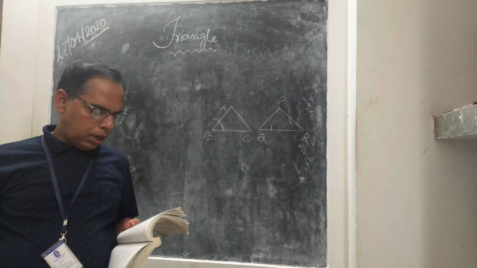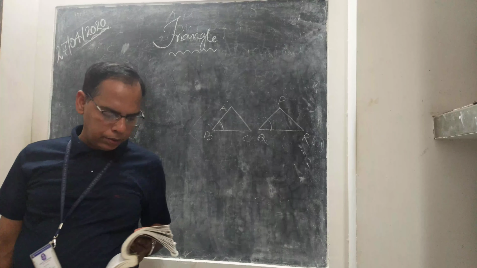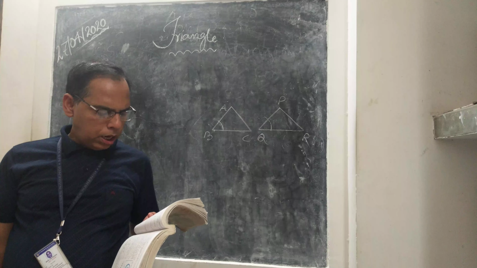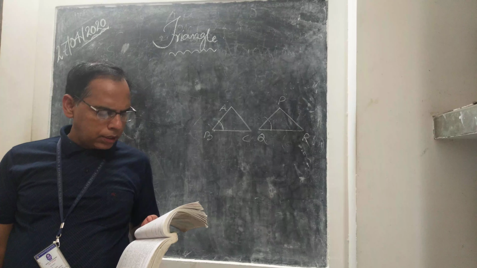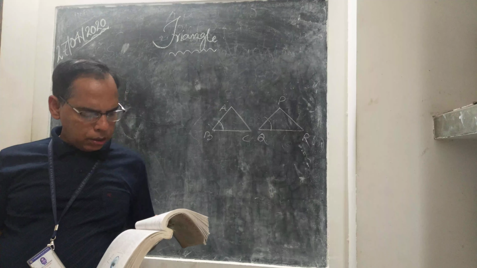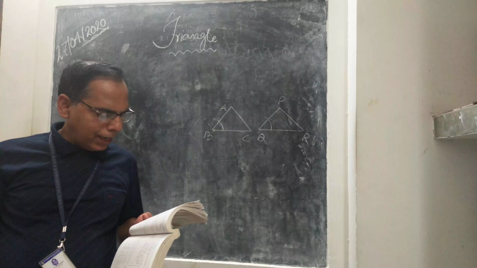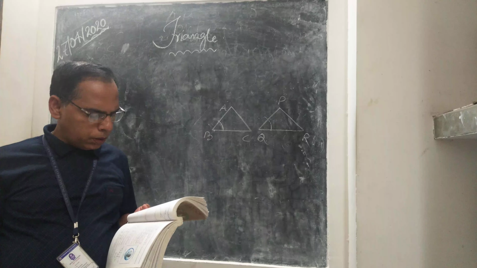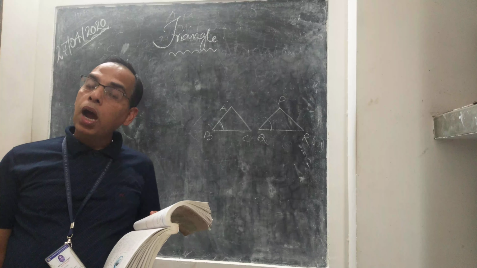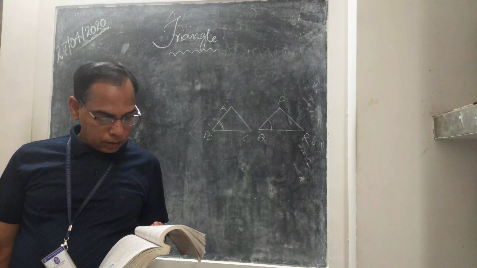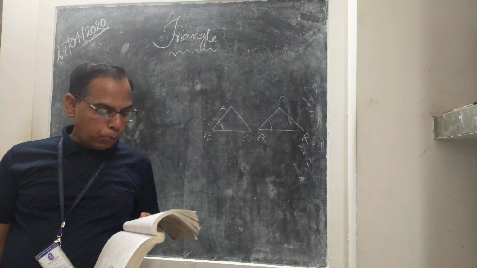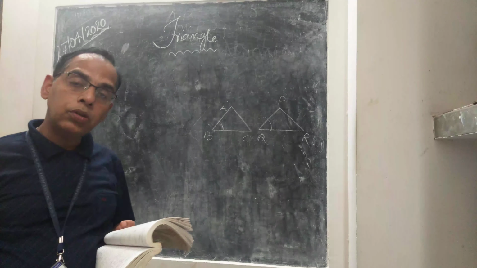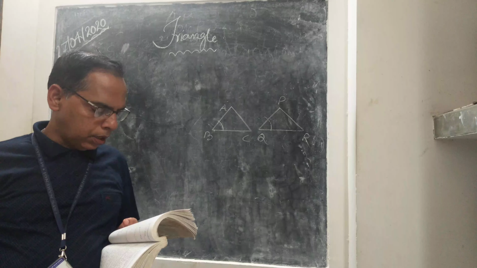So it will be an equilateral triangle. Two polygons with the same number of sides are similar if, number one, their corresponding angles are equal, and number two, their corresponding sides are proportional. Corresponding sides are proportional. The ratio is supposed to be there, not given.